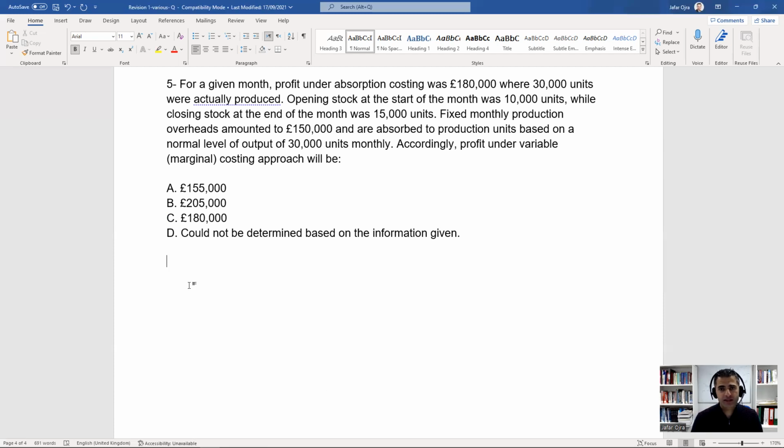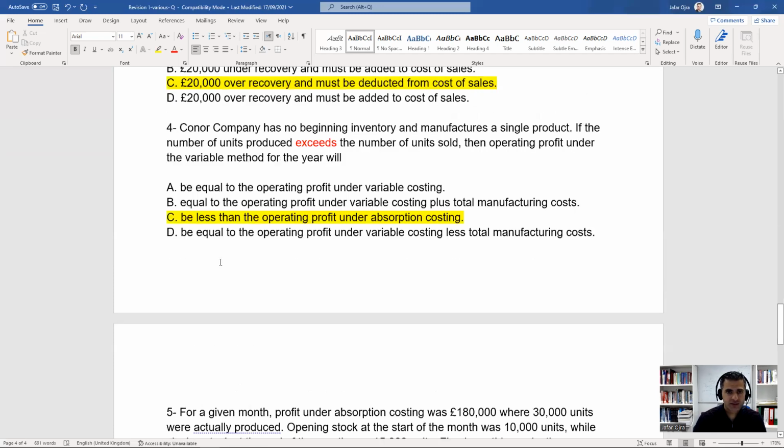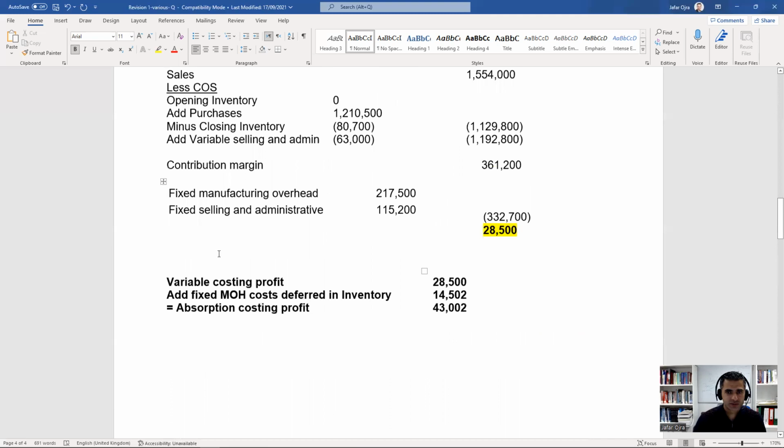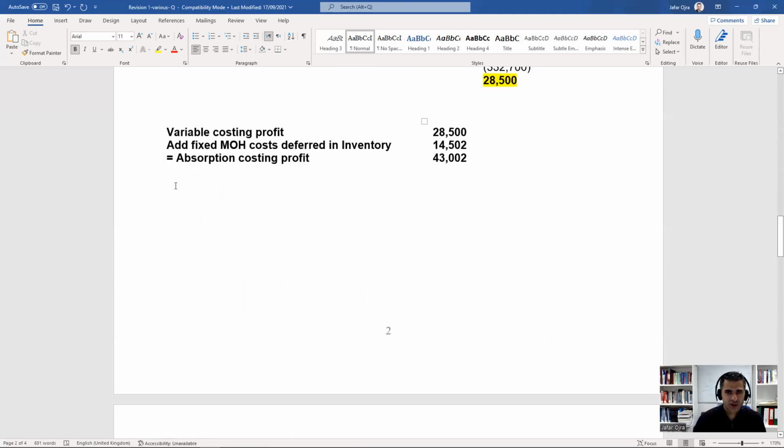So based on this, what is the profit under variable costing? The only way we calculate the profit under variable costing is to use the reconciliation formula. Do you remember this reconciliation? Let me show you. This one, I think. Yeah, this one.